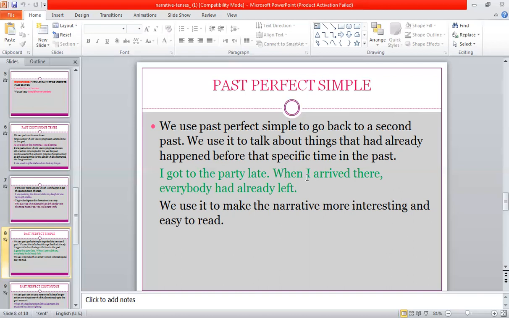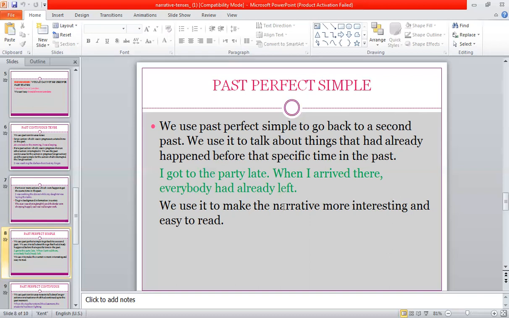So when I say here, I got to the party, when I arrived there, what happened? Everybody had already left. What's the meaning here? That they left first, then I arrived, so I didn't meet them, I didn't see them. The speaker doesn't need to say that he arrived after they left, so he didn't see them. He doesn't need to say that because the grammar explains the idea. What happened first, they had left, then he arrived, so of course he didn't meet them according to the grammar rule.